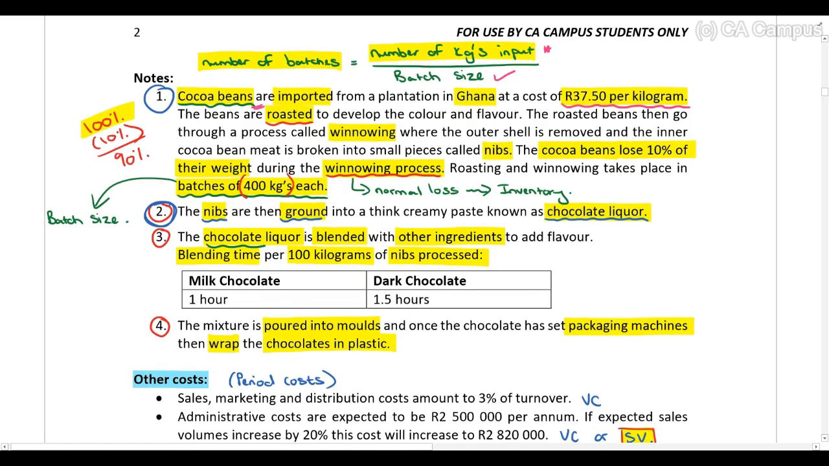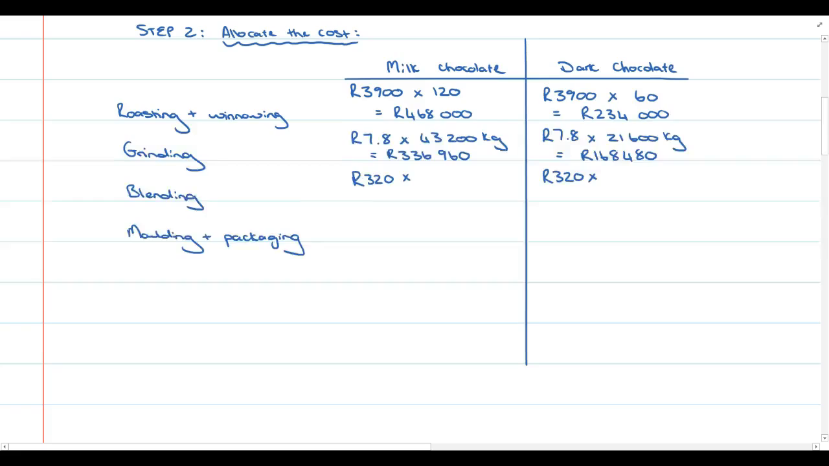The chocolate liqueur is blended with other ingredients to add flavor. The blending time per 100 kilograms of nibs processed is 1 hour for milk chocolate and 1.5 hours for dark chocolate. So let's calculate the blending hours.